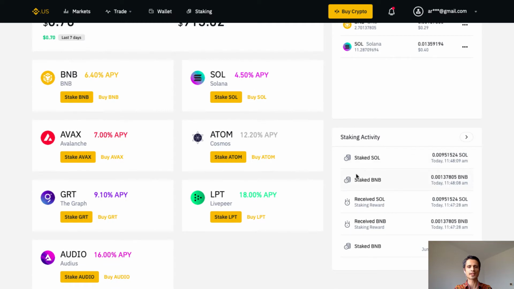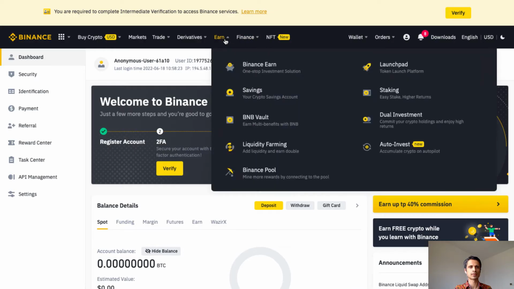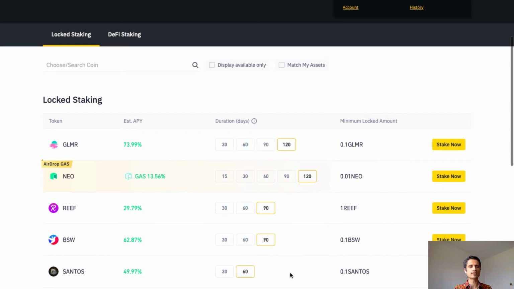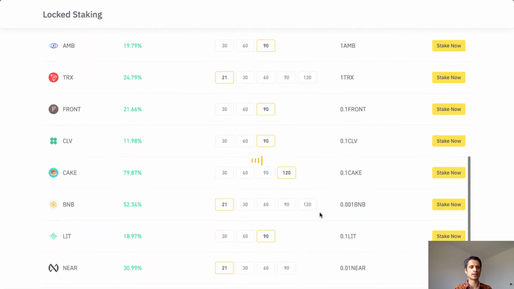So here from my staking activity, you can see I've recently done some staking. I've also received some rewards in Solana and BNB. Let's see how this staking stacks up against the staking available on the Binance platform. So on Binance, we click on staking. So we can see right away that there are over 100 different staking options, considerably more than on Binance US. Let's look at BNB as a comparison.